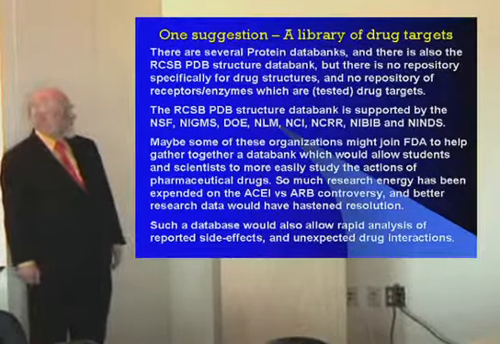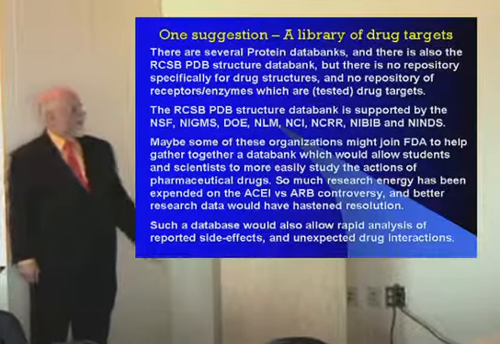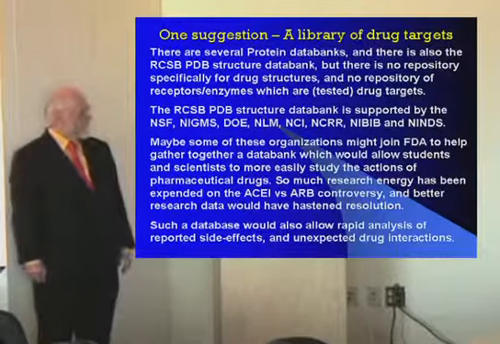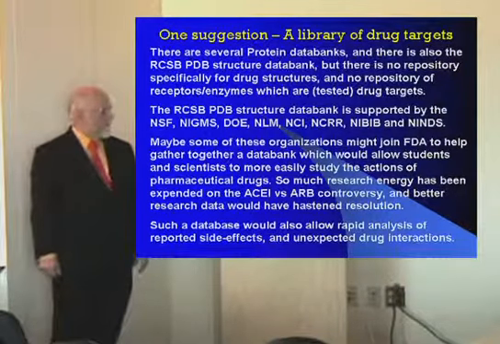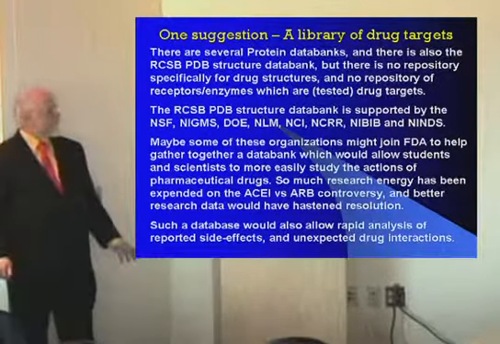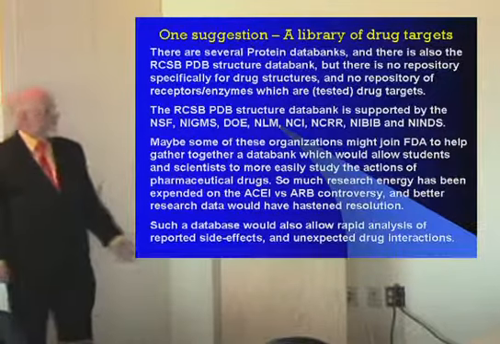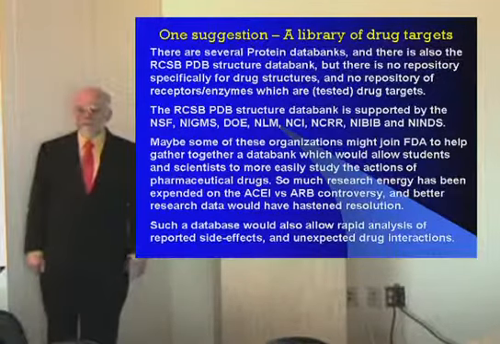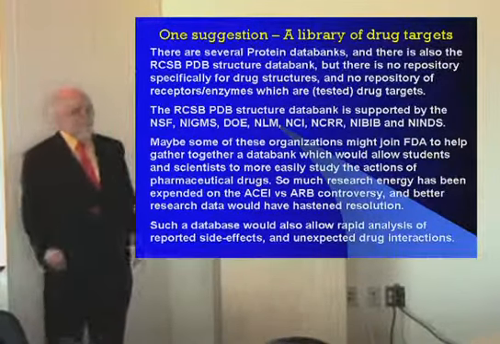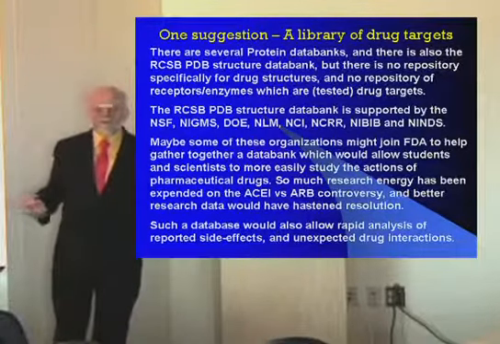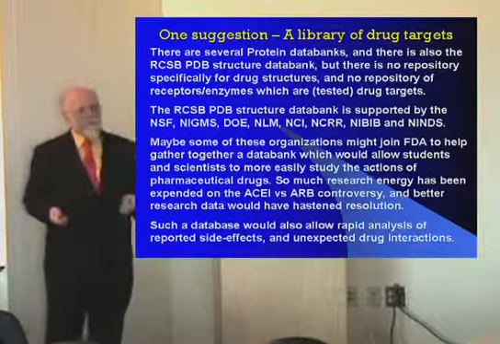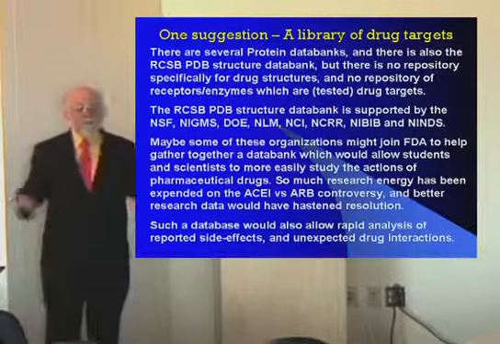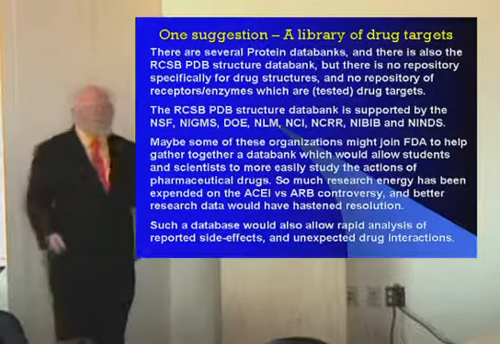So much research energy has been expended on the ACE inhibitor versus ARB controversy, and better research data would have hastened resolution. Such a database would also allow rapid analysis of reported side effects and unexpected drug interactions, so that when a side effect is reported that appears way off the wall, we can go back to the molecular genomics and say, well, is it that unreasonable after all?